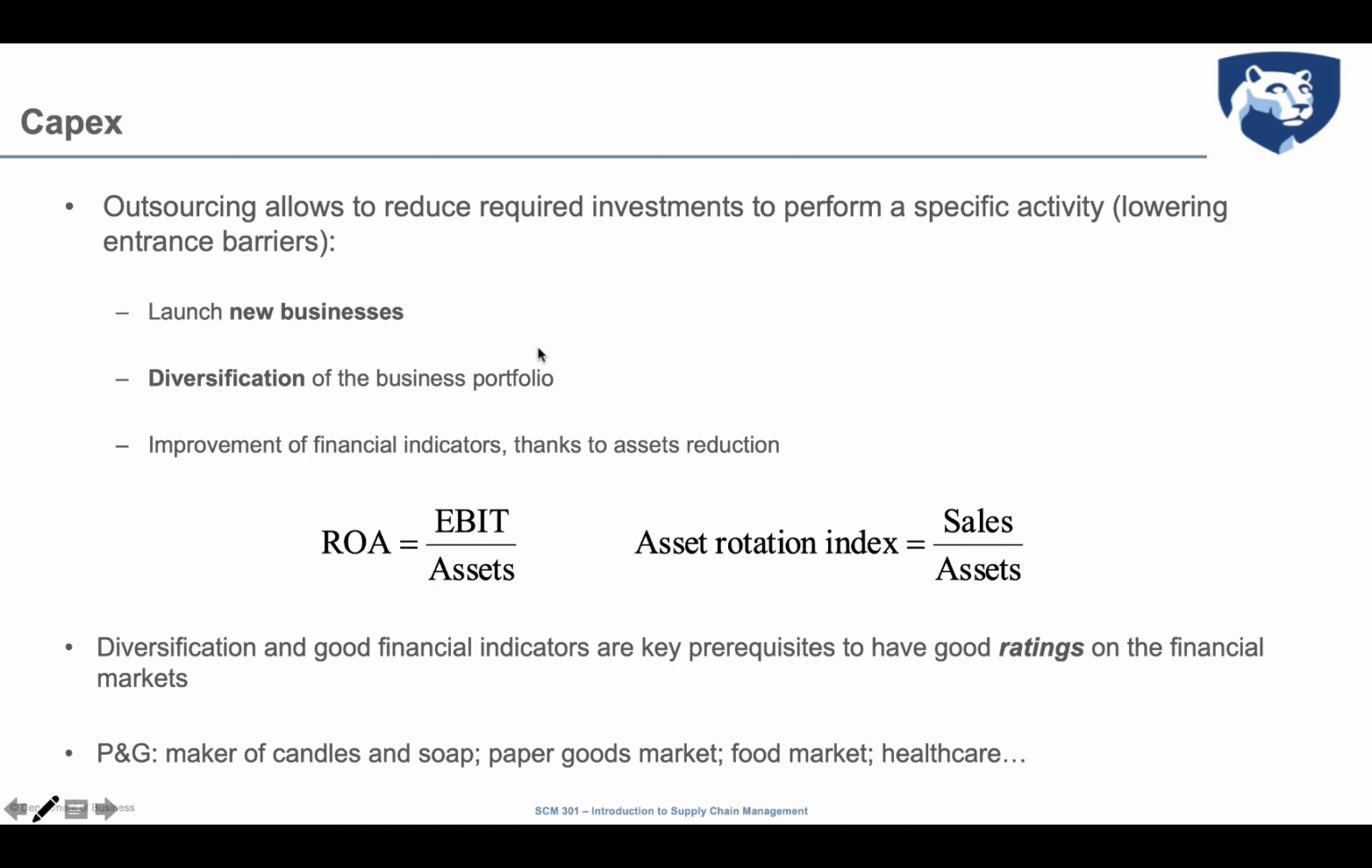Finally, we also see that we may have a capital expenditure advantage, meaning that if I don't realize something internally, I don't have to invest in assets, or I can free some assets, which means improving some indicators like the asset rotation index or the return on asset or return on investment. So whenever going externally helps me save some capital, of course this is a further advantage that I should consider.